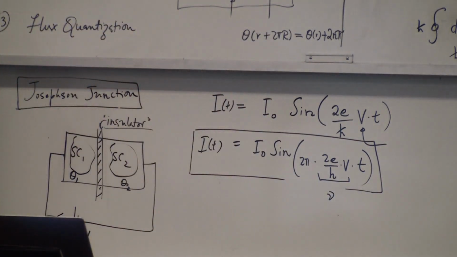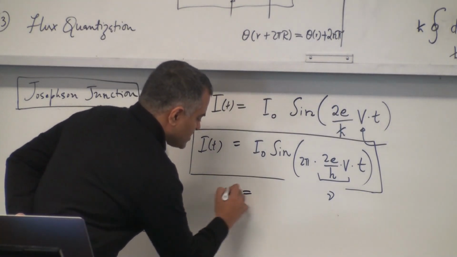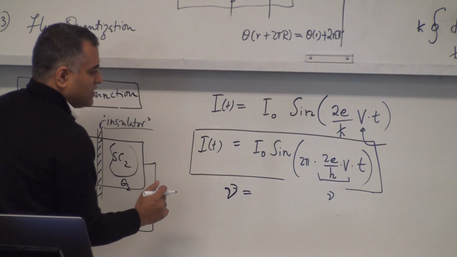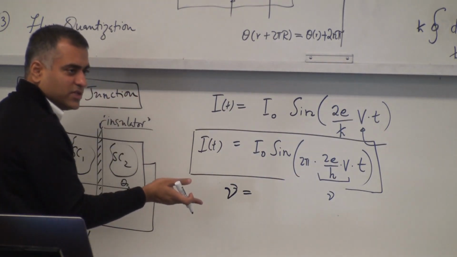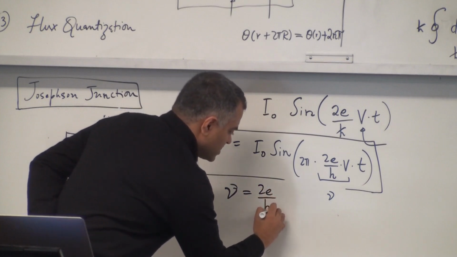It's one of the most precise. So the frequency of oscillation nu, you can write it as omega, which is 2 pi times nu, equal to 2e over h times V.